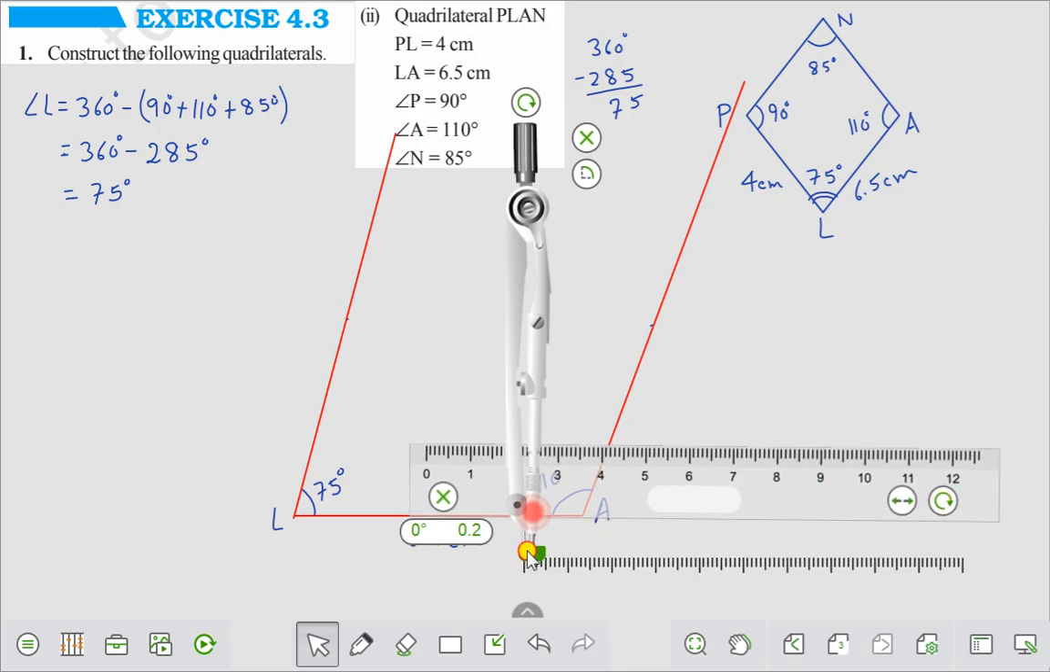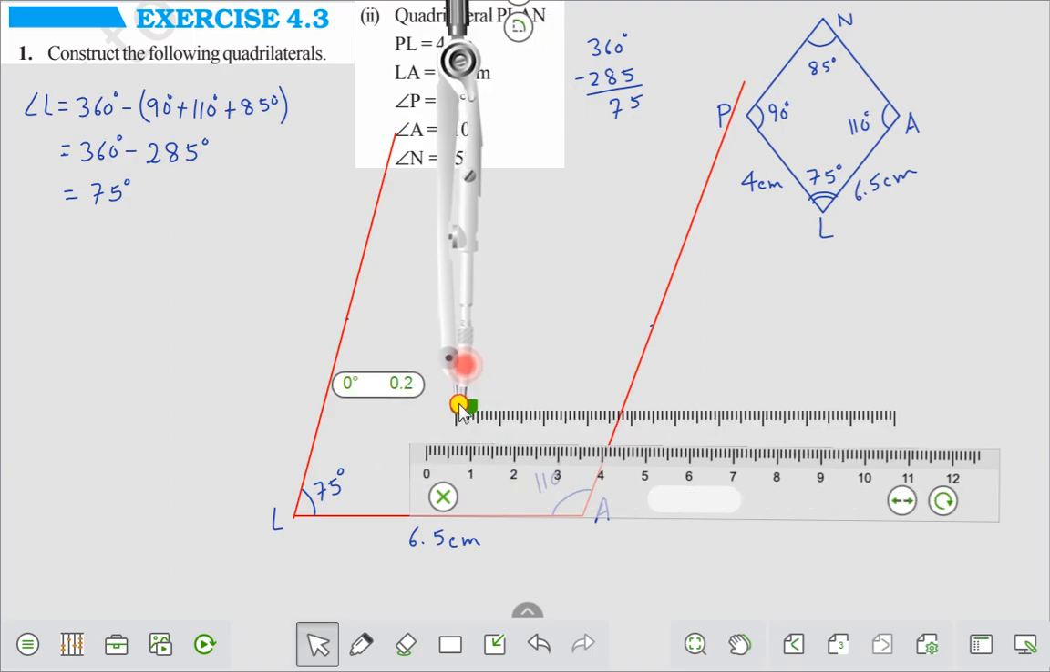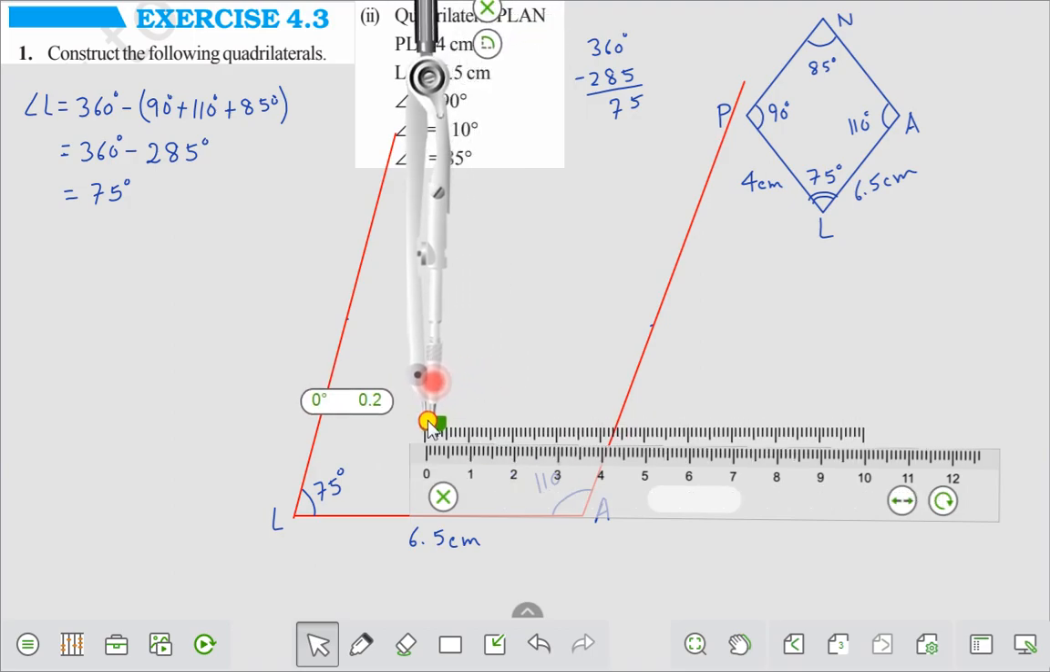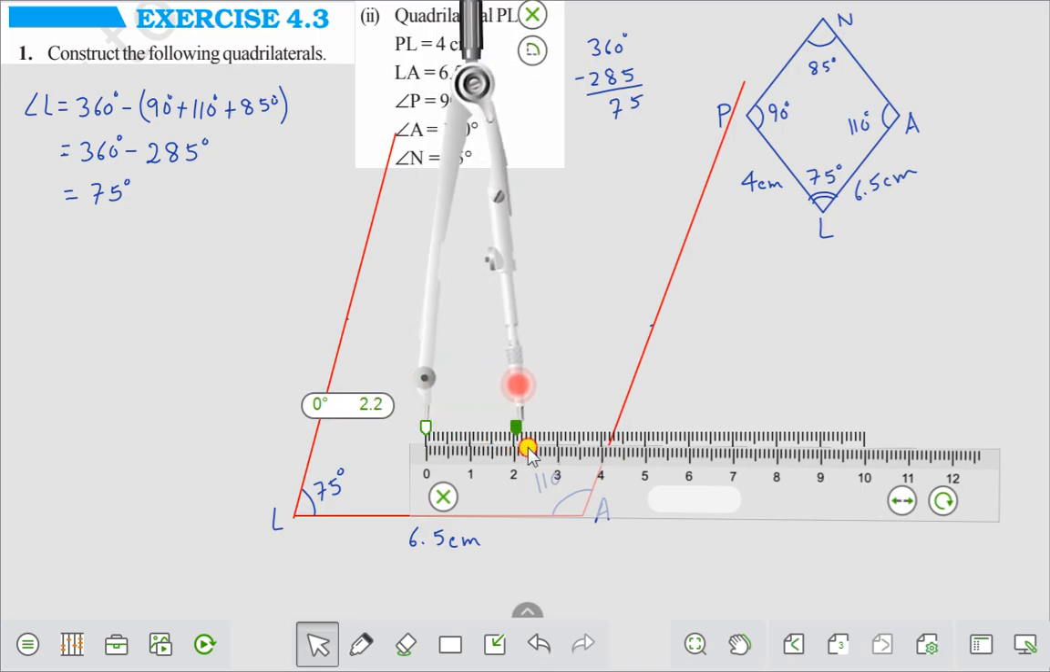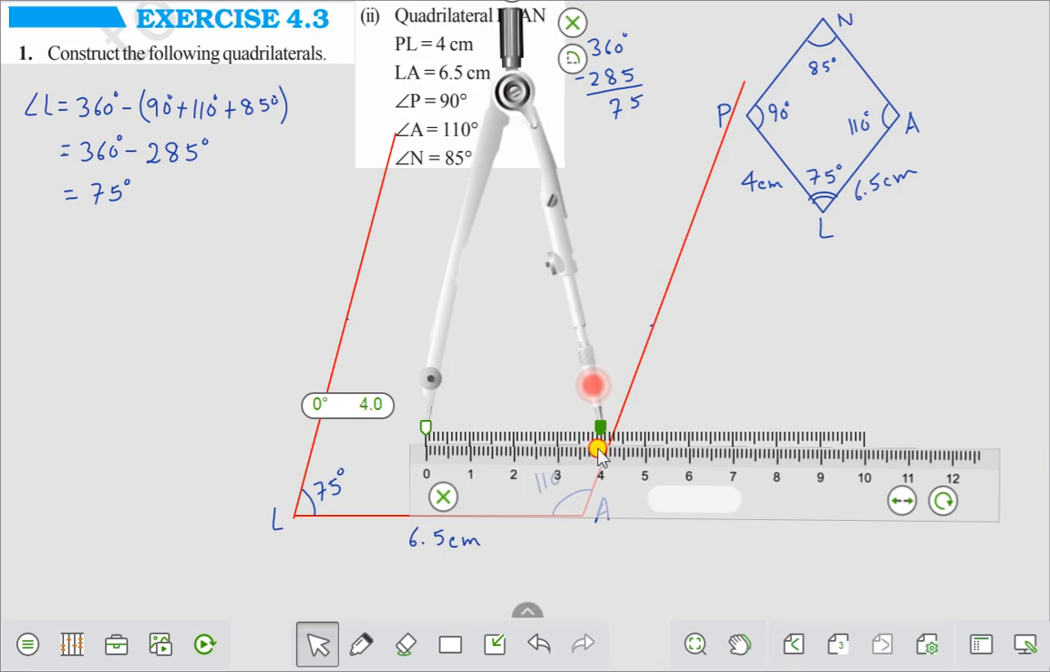Take this pointer at 0. This is exactly 0. And make an arc of 4 centimeter. That is 3, and this is 4. This is 4, right? This arc is 4 centimeter, right?